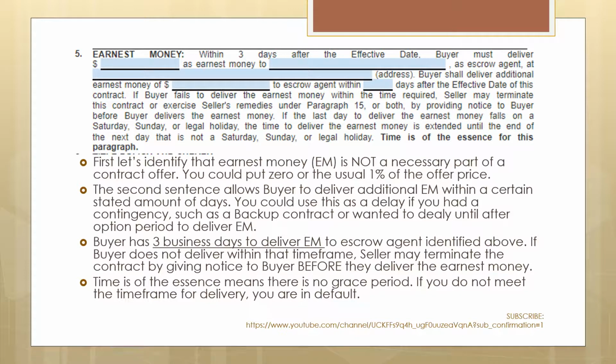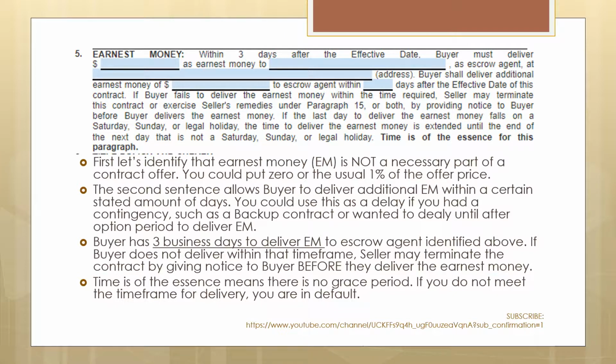Paragraph 5 talks about earnest money. Let's identify that earnest money is not a necessary part of a contract offer. You could put 0. Earnest money is not required to make a contract. Typically, what's done in there is about 1% of the offer price.